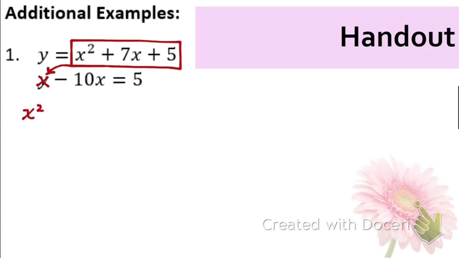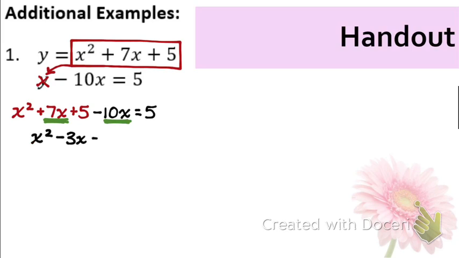So this is going to be x squared plus 7x plus 5. That's what takes the place of the y. And then what else do I put? Minus 10x equals 5. What can I do from here? I can combine my like terms together. I've got a 7x minus 10x. What do I get when I put those together? Negative 3x. Plus 5 equals 5.